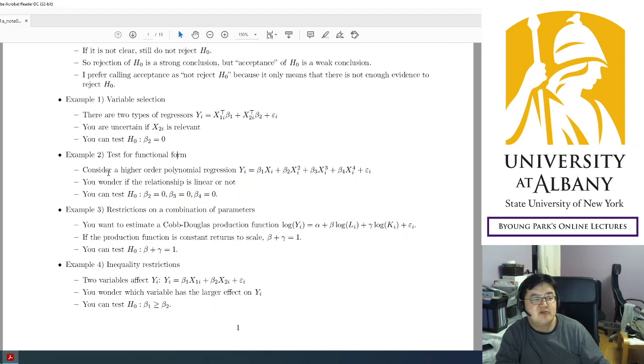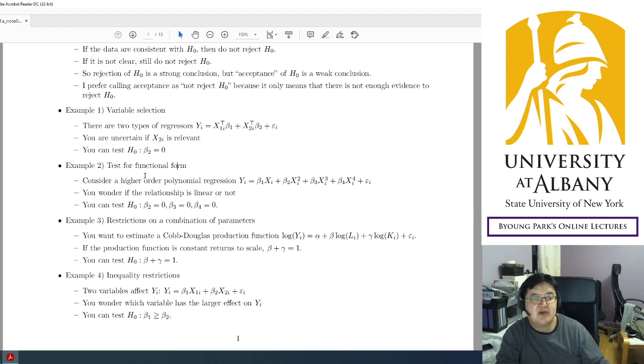And second example, test for functional form. So you have, say, a polynomial like this, and you want to test if the functional form is linear or not. Then you can test whether the quadratic, cubic, and fourth order terms have zero coefficients or not. So basically, these two are the same hypothesis test under different names.